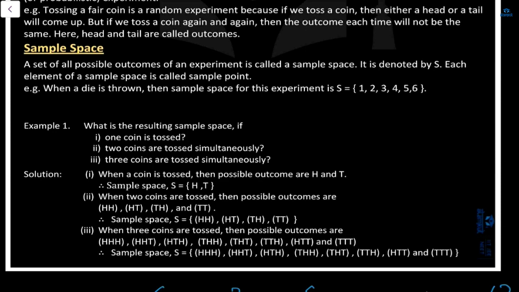For example, you are throwing 2 dice. If you are throwing 2 dice, it will be 36. 1, 1. Both dice can have 1 only. 1, 2, 1, 3, 1, 4, 1, 5, 1, 6. Similarly, 2, 1, 2, 2, 2, 3. So these are the sample space basics.